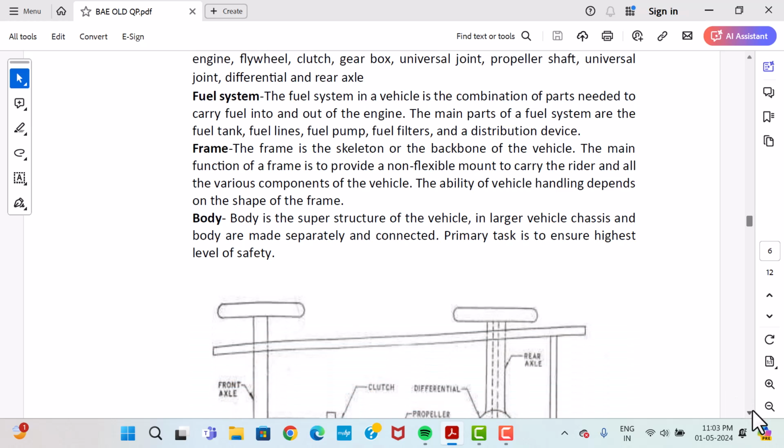Body. Body is different from the frame. Don't confuse, frame and body are not the same. Frame is different and body is different. Body is a superstructure of the vehicle. In larger vehicles, chassis and the body are made separately and connected. Primary task of the body is to ensure highest level of safety.